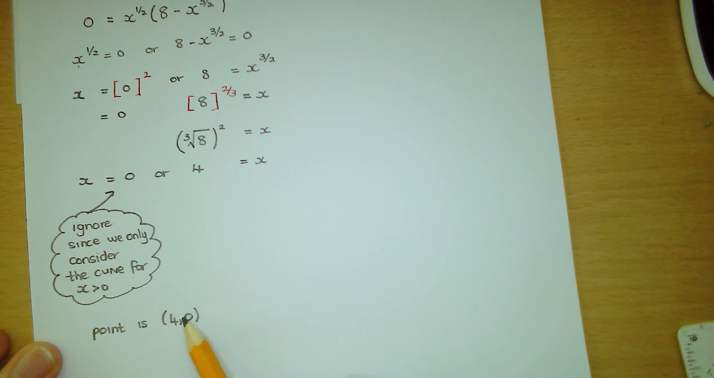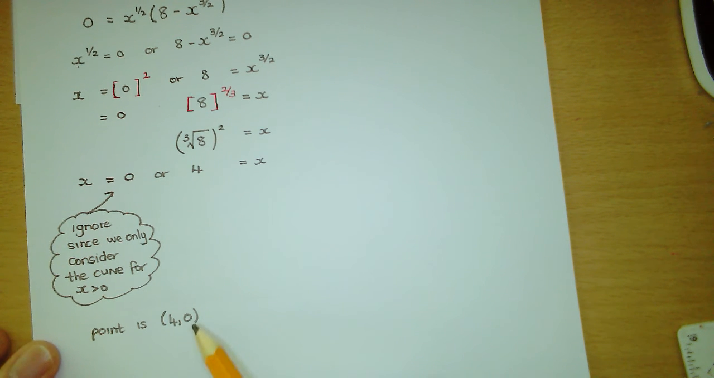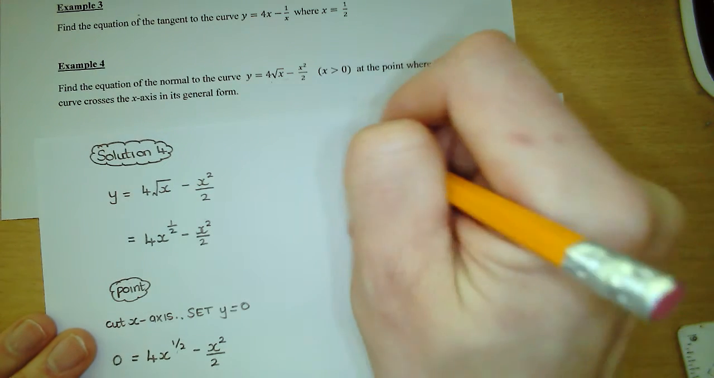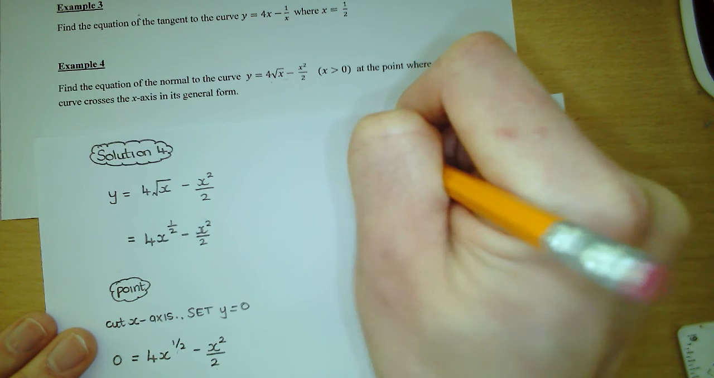So in order to get the equation of the normal, you need its gradient and you need the point. Well, we've got the point. How do you get the gradient of the normal? Well, you need to get the gradient of the tangent. So that's why we now work with the tangent and differentiate. So if I go up to the top, we're now turning our attention to the tangent.